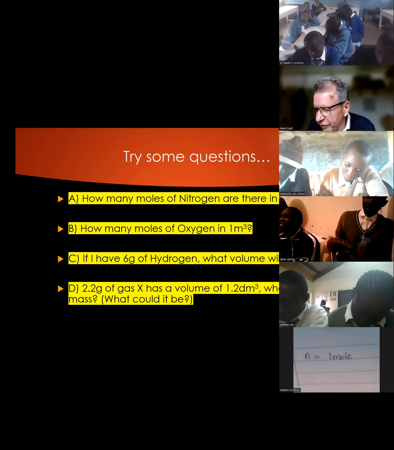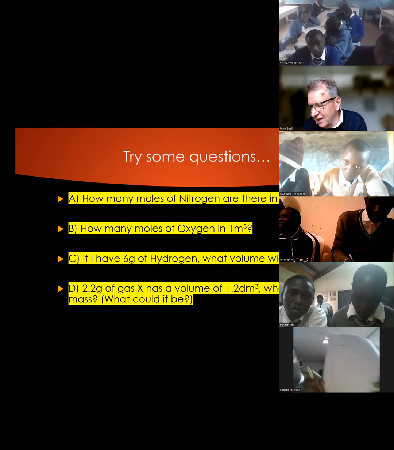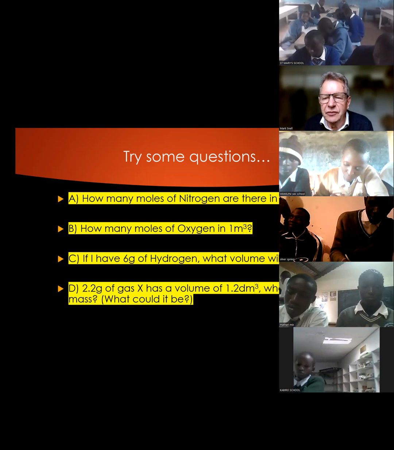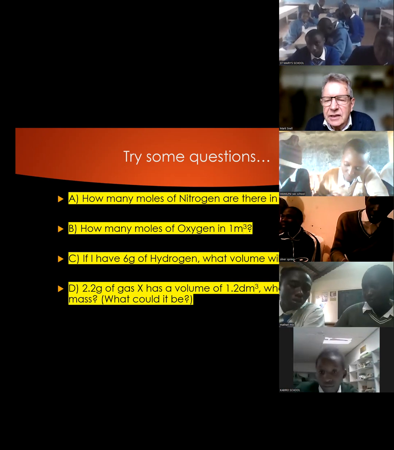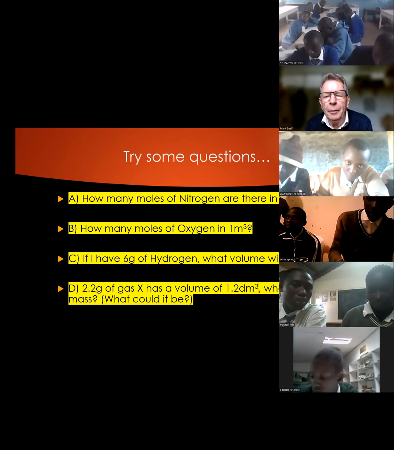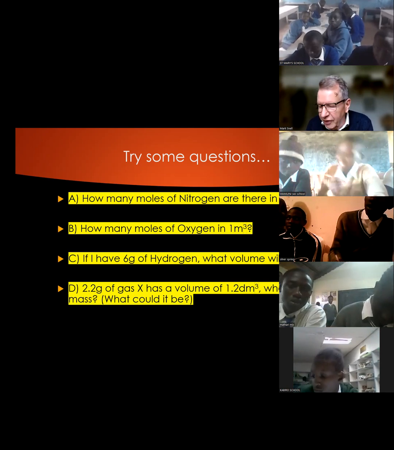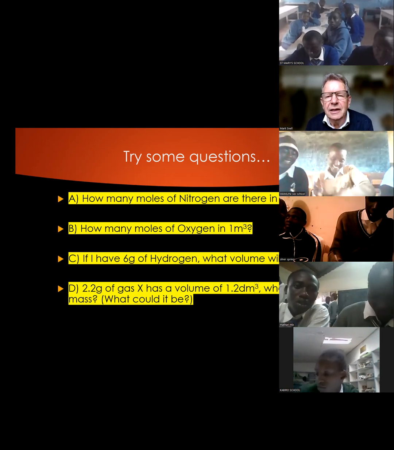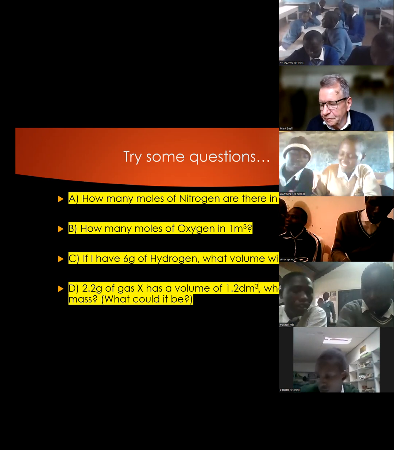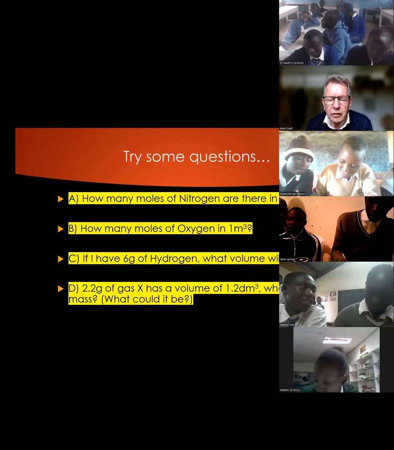A is 1 mole, you think? It's not 1 mole. You're close, but it's 24 cubic decimeters for 1 mole. So if there are 2.4, that will be 1 over 10 or 0.1. So the answer to part A is 0.1. Thank you for having a go, though, Kabiro. Well done.